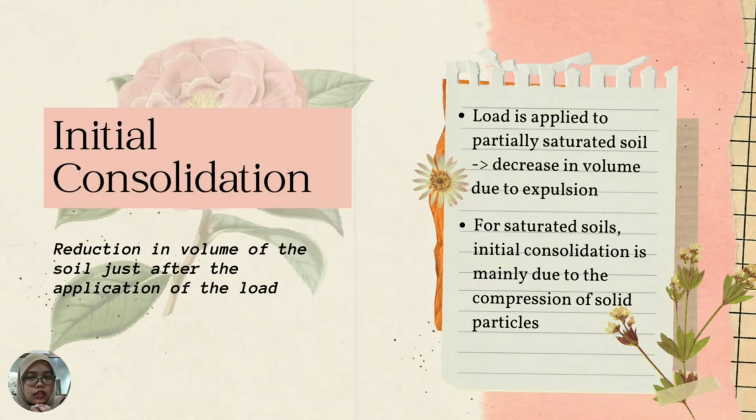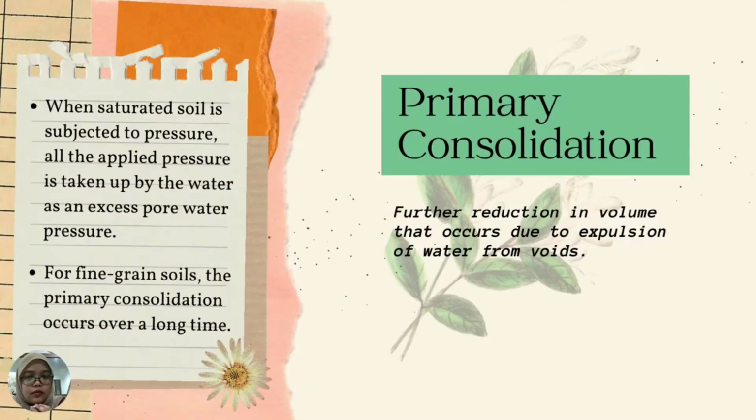For the first component, which is initial consolidation, it is a reduction in volume of the soil just after the application of the load. The load applied to partially saturated soil will decrease its volume due to the expulsion of voids. And for saturated soils, the initial consolidation is mainly due to the compression of solid particles. Next is primary consolidation. Primary consolidation happens when there is a further reduction in volume that occurs due to the expulsion of water from the voids.